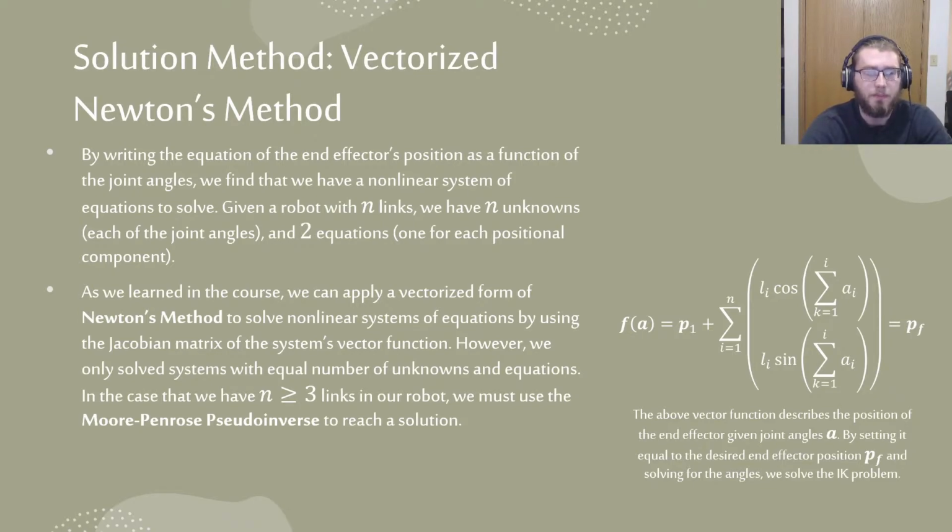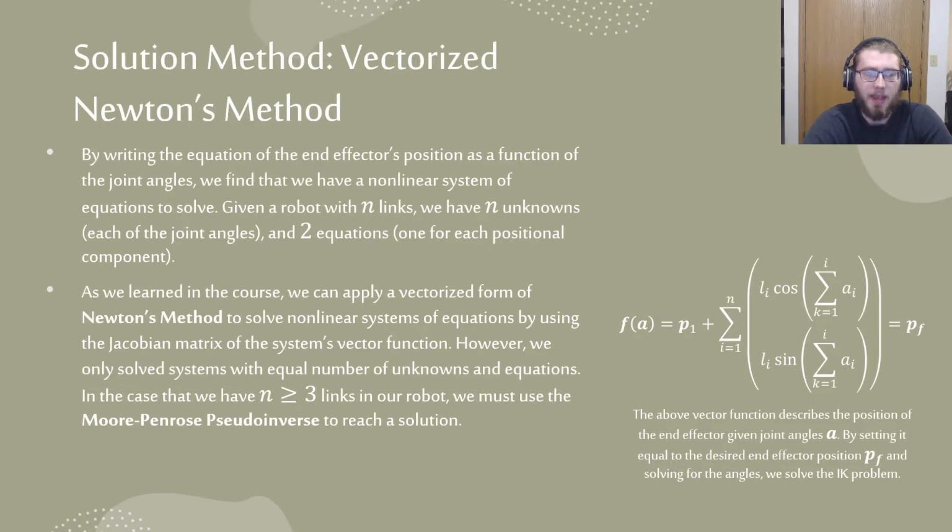So as we learned in this course, we can apply a vectorized form of Newton's method to solve nonlinear systems of equations by using the Jacobian matrix of the system's vector function during the Newton's method update step. However, we only ever solved systems of equations with equal number of unknowns and equations. This is because whenever we have equal number of unknowns and equations, the vector function in matrix form is square and thus invertible, so we can solve for the increment during the update step quite easily.